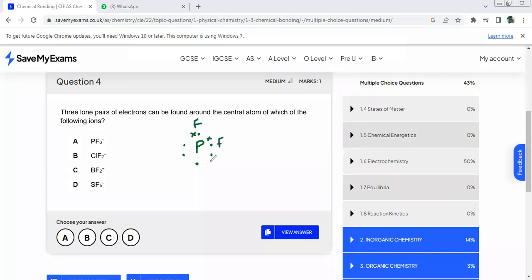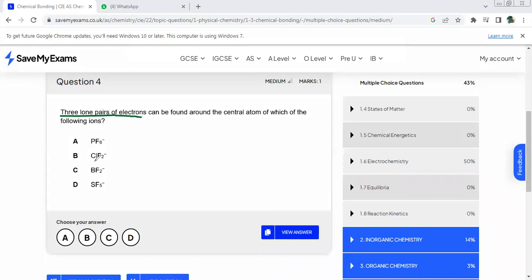So you get 6 bond pair electrons, which means there are no lone pair electrons around phosphorus, right? It is very clear. There are no lone pair electrons around phosphorus, right? So this is not the answer. Why? Because it's clearly given 3 lone pairs of electrons. What is a lone pair? Which is not bonded with anything.